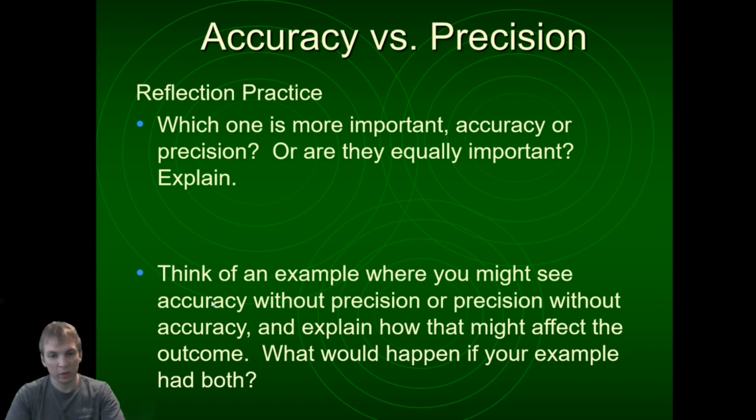And that's actually the second question. Think of an example where you might see accuracy without precision or precision without accuracy, and then explain how that might affect the outcome. What would happen if your example had both? So come up with a couple of answers for this. Be prepared to share with the class, and then we'll come back in a minute.